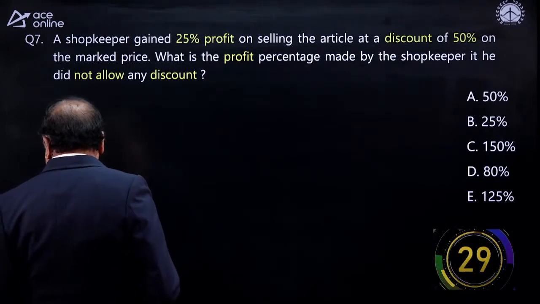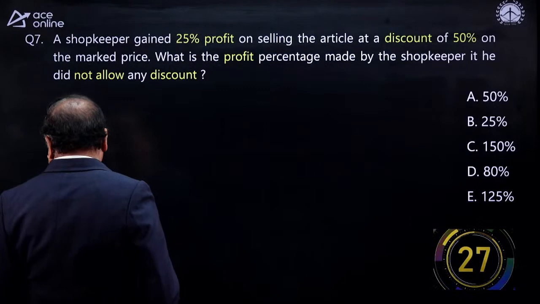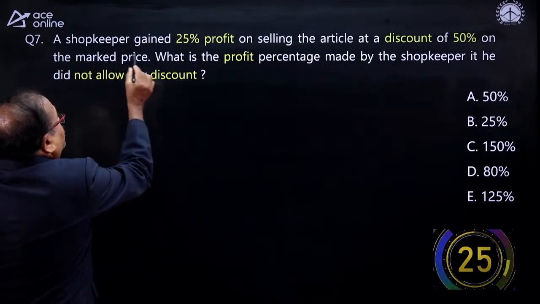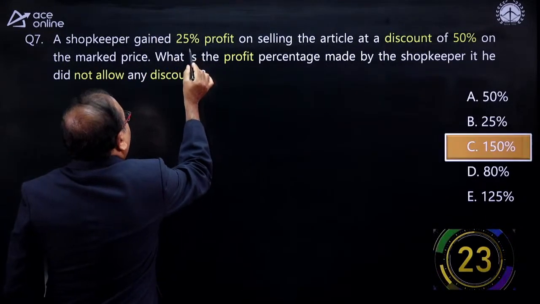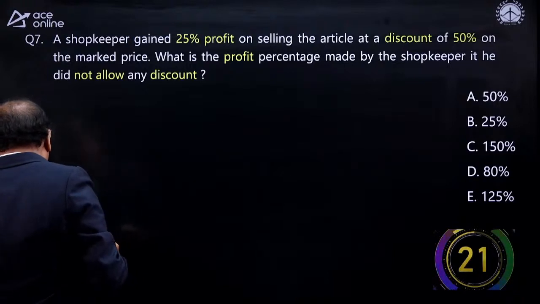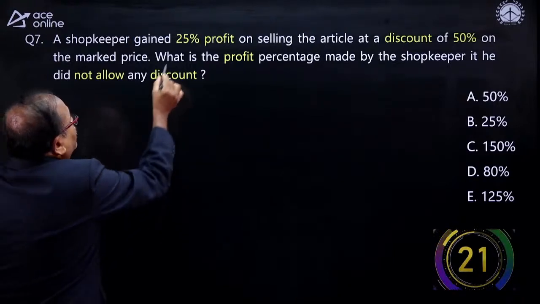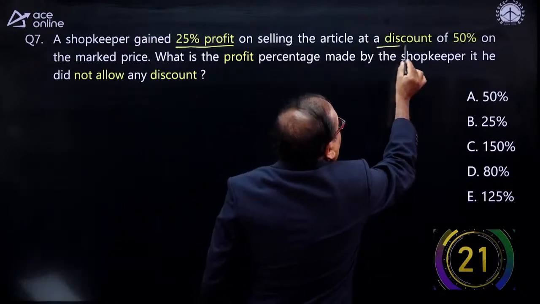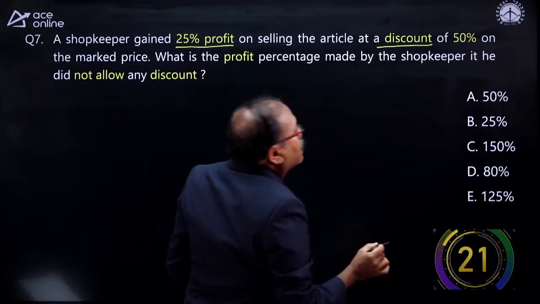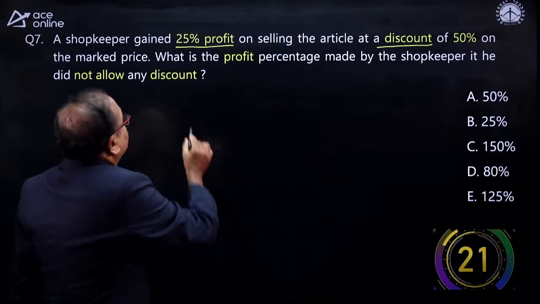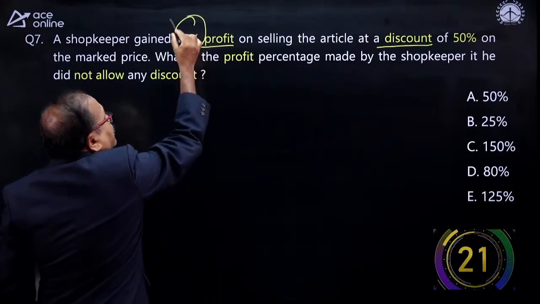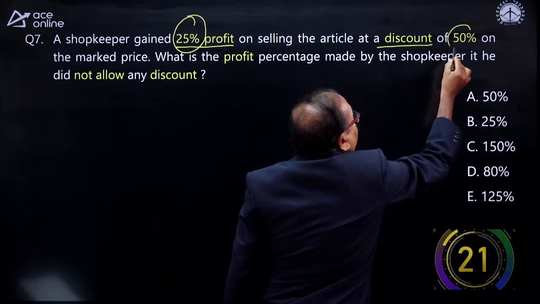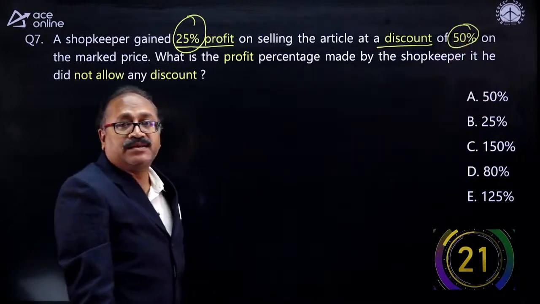What is the question? Let us see the question here. It says a shopkeeper gains 25% profit on selling an article at a discount of 50%. So this is profit 25% and here it is your discount 50%.